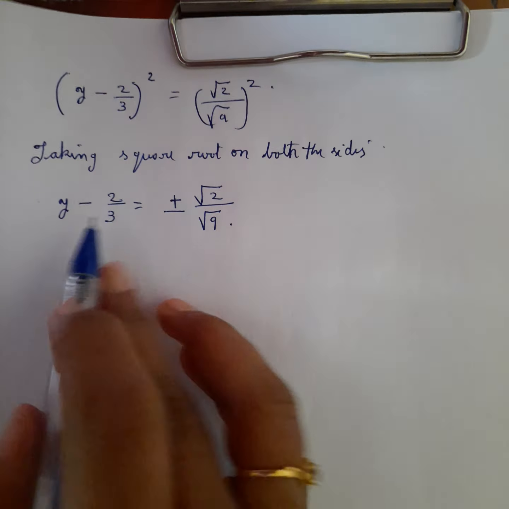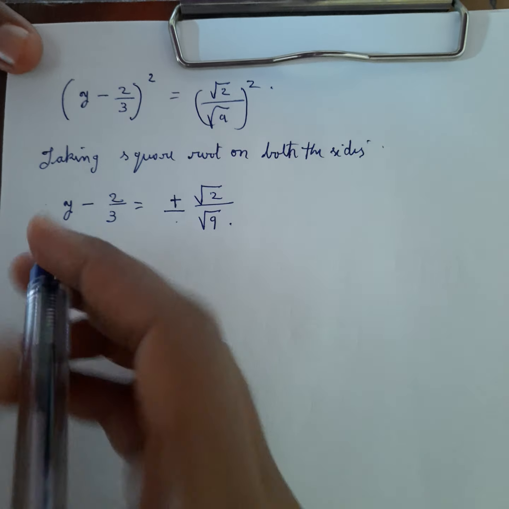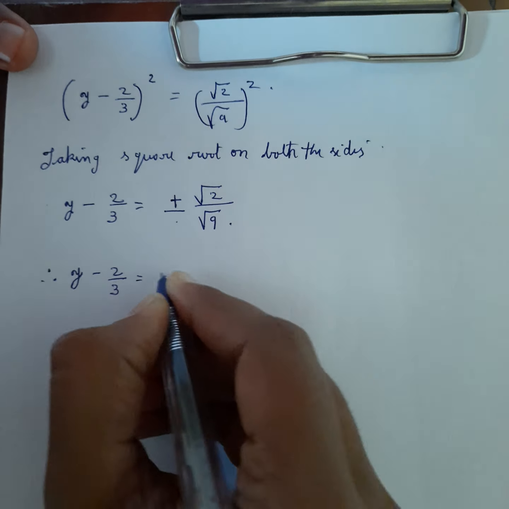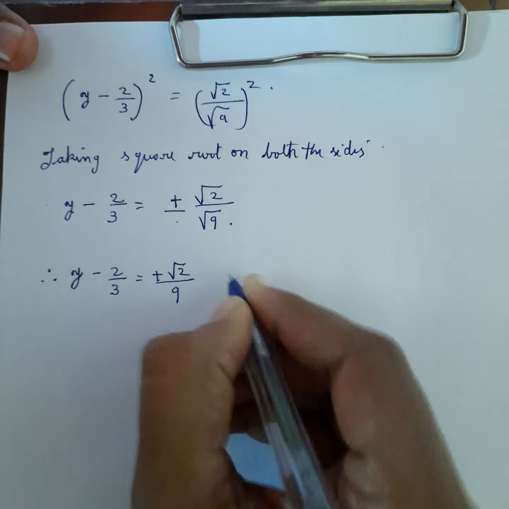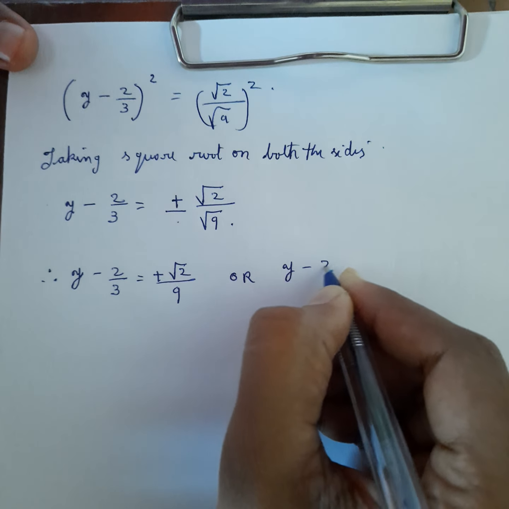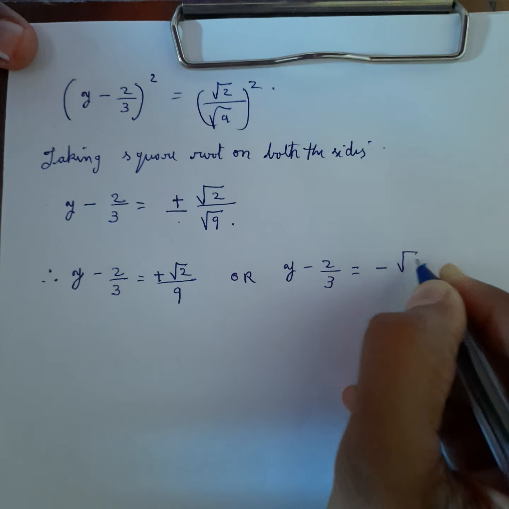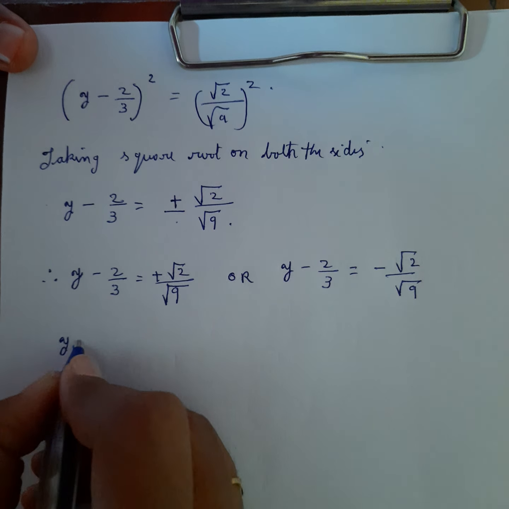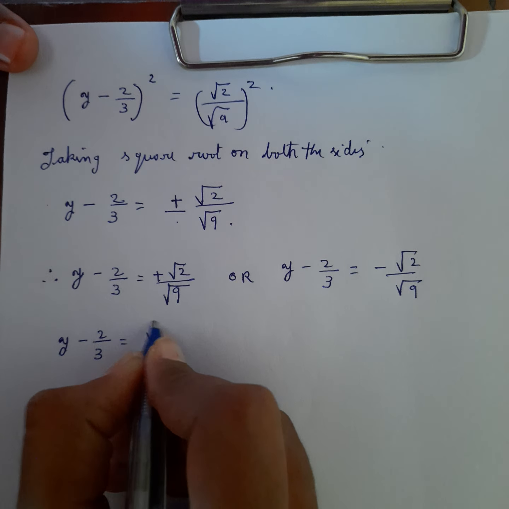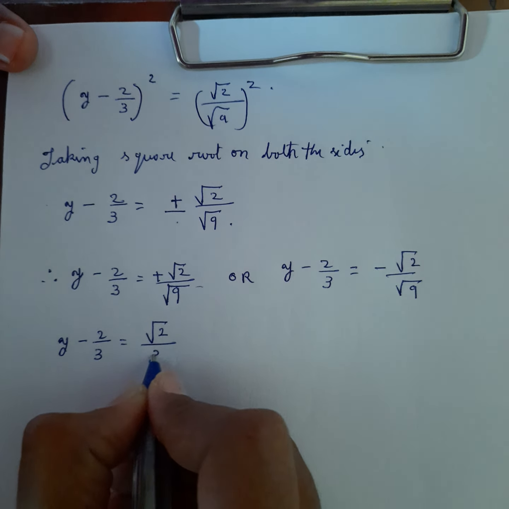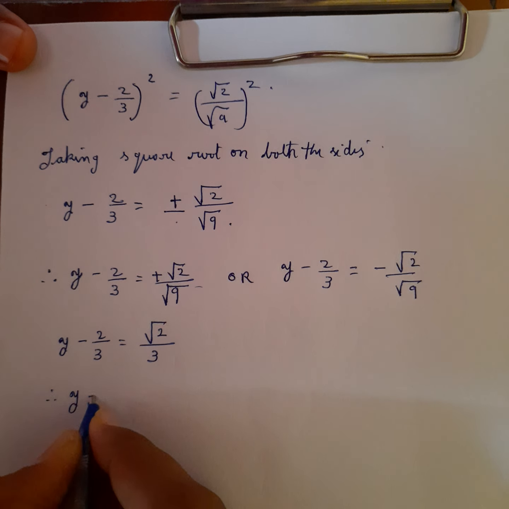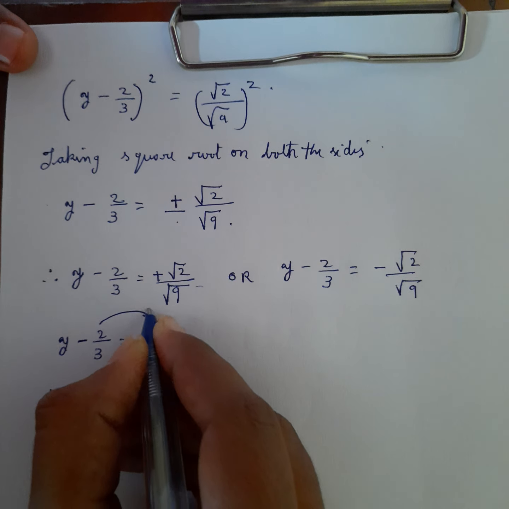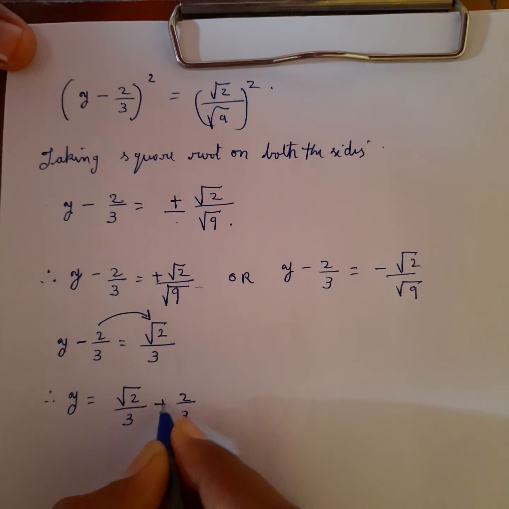We have to write in two ways, one is positive, another is negative. So first one is, therefore y minus 2 by 3 is equal to positive root 2 by root 9, or y minus 2 by 3 is equal to negative root 2 by root 9. So now y minus 2 by 3 is equal to root 2 by root 9, value is 3, you all know this. Therefore y is equal to root 2 by 3, this negative 2 by 3 we are taking to this side, it becomes positive 2 by 3.